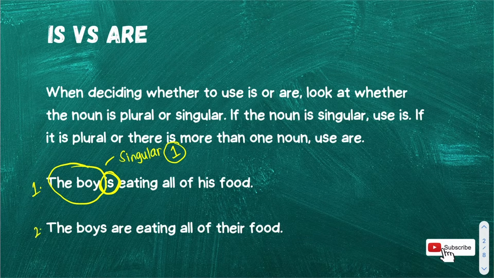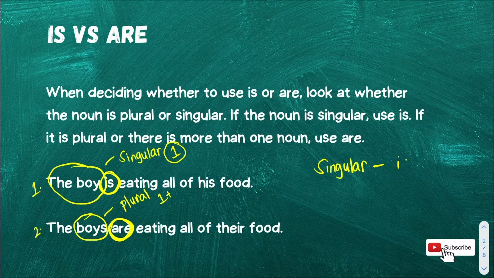Sa second example naman, ang ginamit ay yung boys with S. Plural form na siya. So pag plural, alam natin na pag sinabi natin plural, more than one. Kaya ang ginamit natin dyan ay are. So in general, ang rule ay if the subject is singular, ang gagamitin ay is. Kung ang subject mo naman ay plural, ang gagamitin naman ay are.